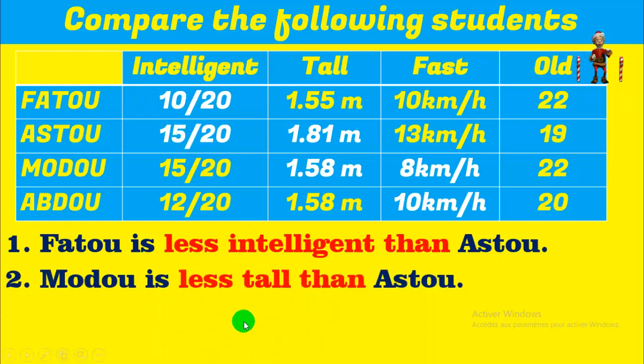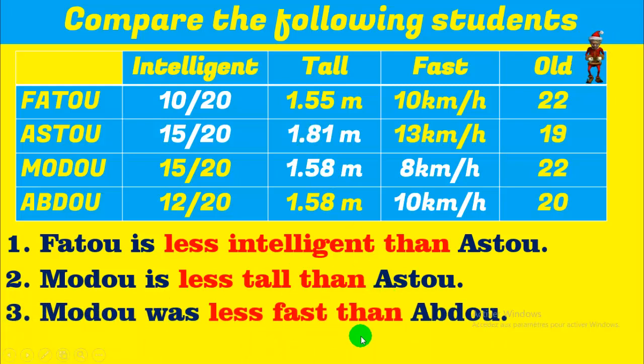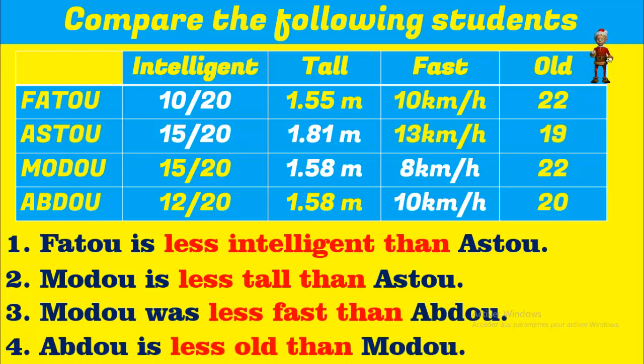Modu is less tall than Astu, 1.81 meters, 1.58 meters. So Modu est moins élancé que Astu. Number 3, Modu is less fast than Abdu. So 8 kilometers, Modu est moins rapide que Abdu. It's a fact. And Abdu is less old than Modu. Abdu 20, Modu 22.